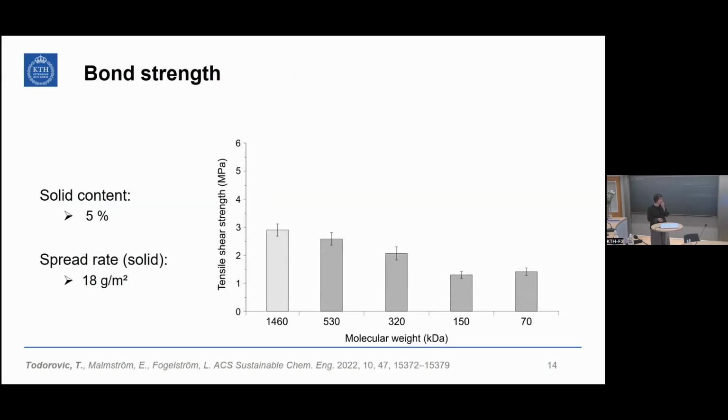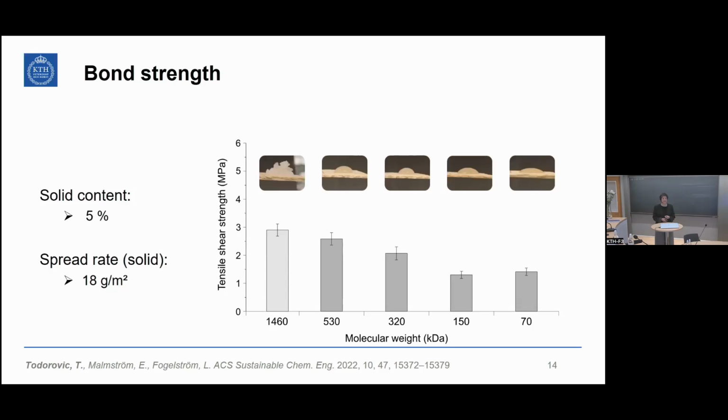And on the graph, we can see that the strength is decreasing with decreasing molecular weight. But as I mentioned before, the strength depends on many factors. In this case, it also depends on the viscosity of the adhesives. So when the molecular weight was decreasing, the viscosity was also decreasing.